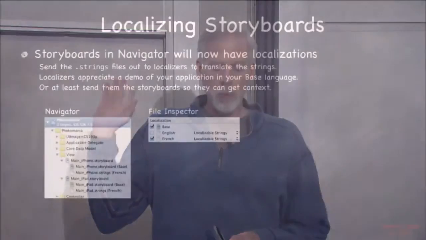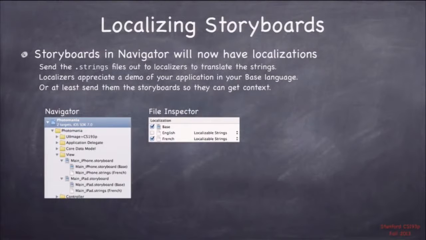So the storyboards look like this. You select a storyboard, and when you do the thing I showed you on the previous slide, your storyboards are going to look like this in the file navigator. You see how there's main iPhone storyboard, and now it has a little triangle that you can click, and it shows underneath it main iPhone storyboard again, base, so that's your base storyboard. And then for French, it says main iPhone.strings. That's just the strings only for the storyboard. They've been extracted when we did that previous thing.